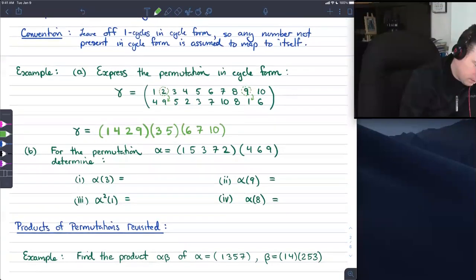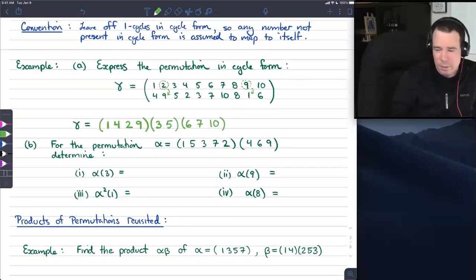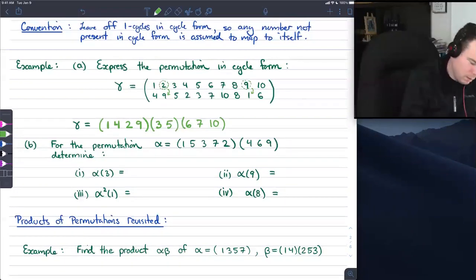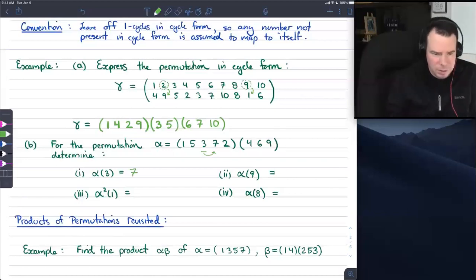So let's have a look at the next example. Again, this is trying not to forget the fact that these permutations are functions. So we can act or do things with them like we would with functions. So what is the value that comes out if we put this value in? So there's alpha, and we want to know what alpha of 3 is. So I go up to my cycle form, and I find the 3, and the output when I put a 3 in is the number that sits to its right. So that would be 7.